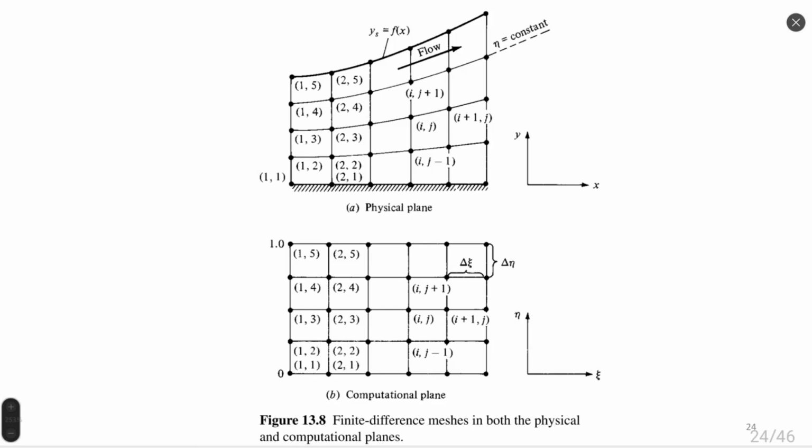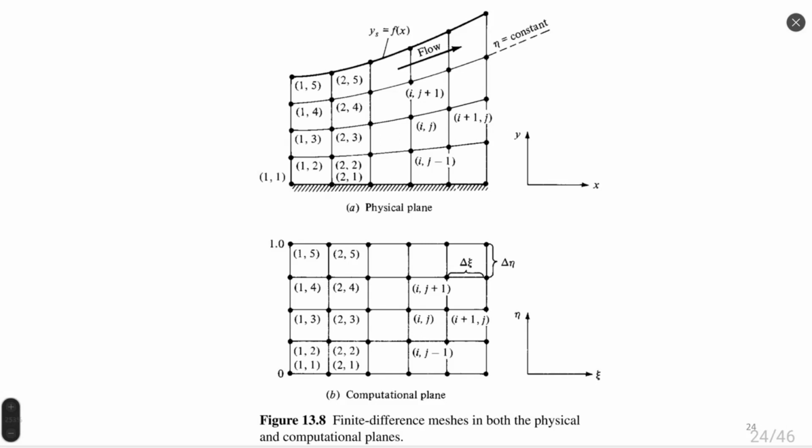So there is a physical plane or physical mesh which you are building around your body. You did it for airfoil previously, now you do it for diffuser and nozzle. So mesh is always curved. Mesh is changing according to shape of the body.